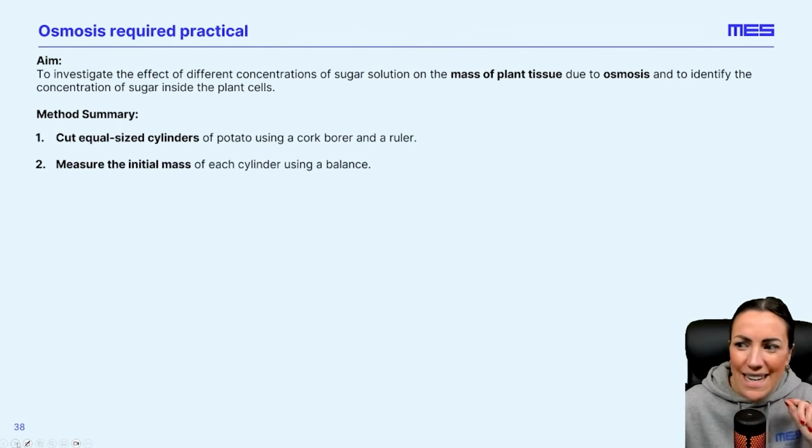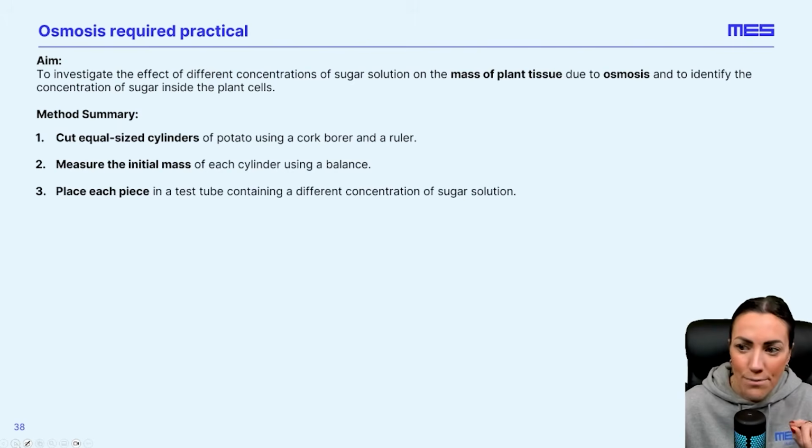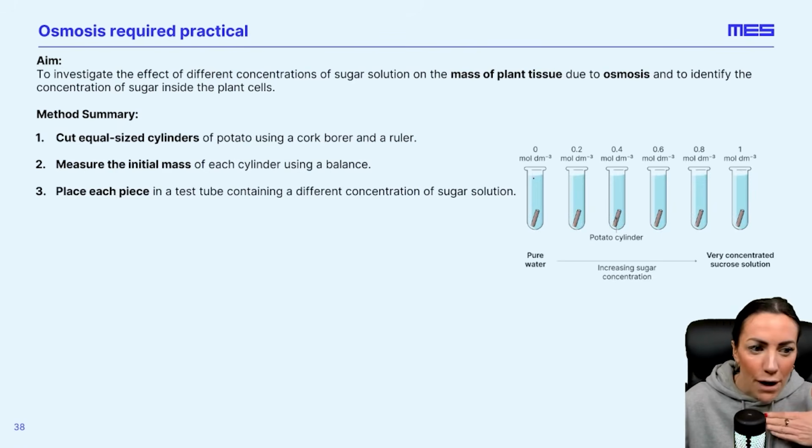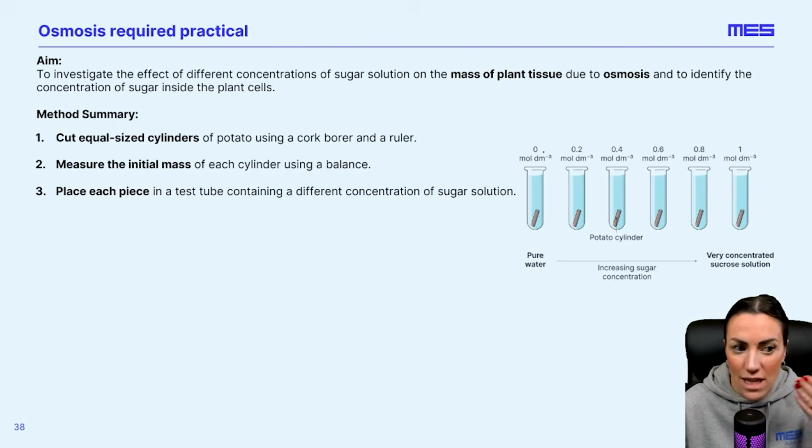You measure the initial mass, so the starting mass of each cylinder using a balance, and you record it. You would then place each cylinder or each piece of potato into a test tube that has a different concentration of sugar solution. So you're going to have a range of different concentrations. We're going all the way from pure water, which has a concentration of 0, up to a very concentrated sugar solution that has a concentration of 1 mole per decimeter cubed.